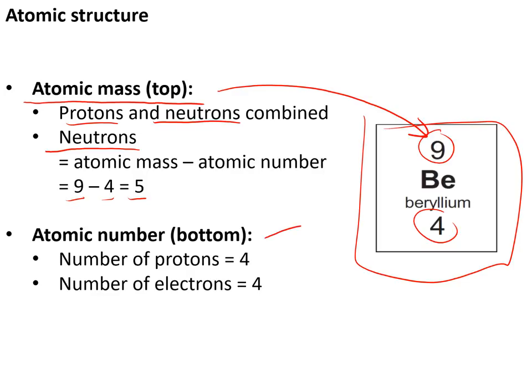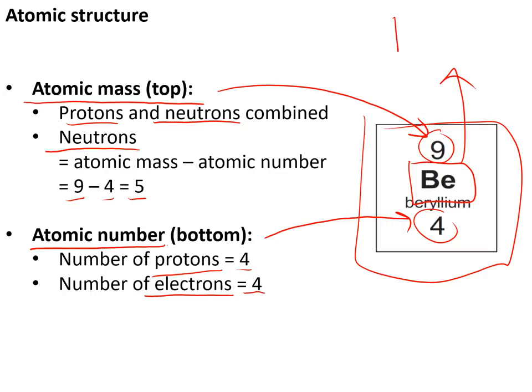The bottom number is called the atomic number, and that gives us the number of protons. So the atomic number here is 4, so beryllium has 4 protons. It also tells us the number of electrons, so beryllium also has 4 electrons. And just one last little note, look at the way the symbol is written. It starts with a capital. Some symbols have a second letter, some don't. If it has a second letter, the second letter must be a lowercase.